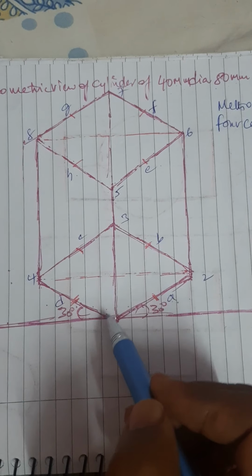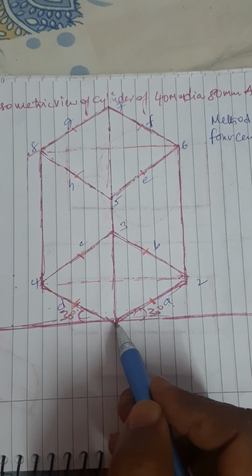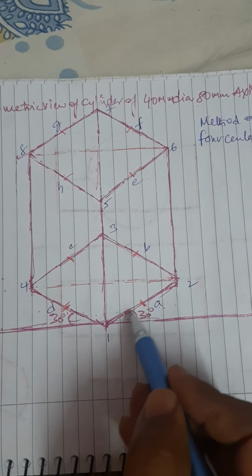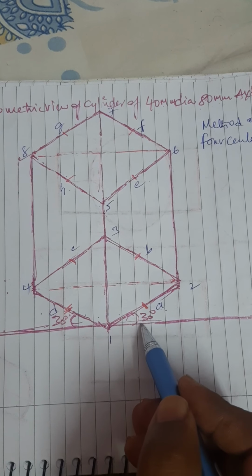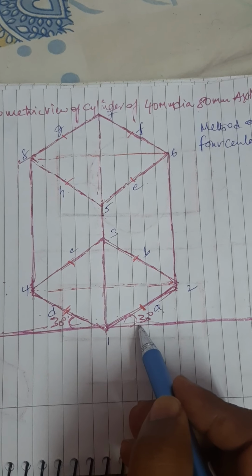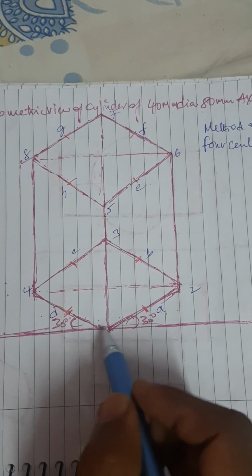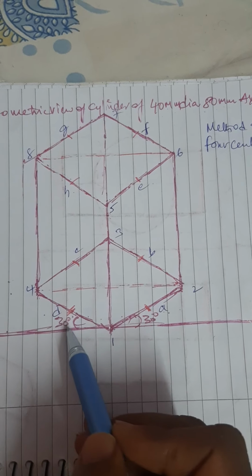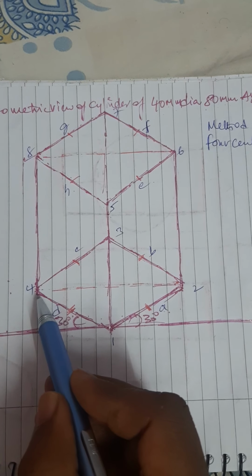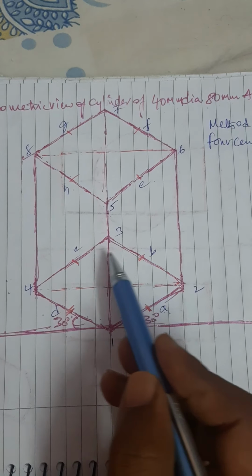So first draw the reference line and put one point on the reference line, and now draw a line of length 40 towards the right with 30 degree inclination as one side of the square prism. Next, place a protractor again on the same point and draw a line of length 40 with 30 degree inclination. And next construct the bottom face of the square prism.